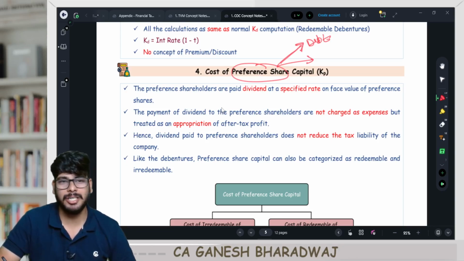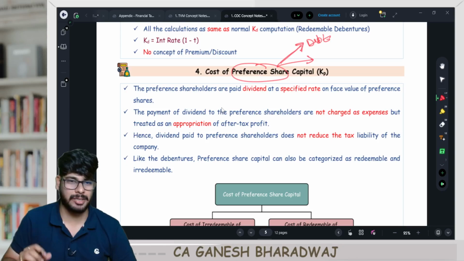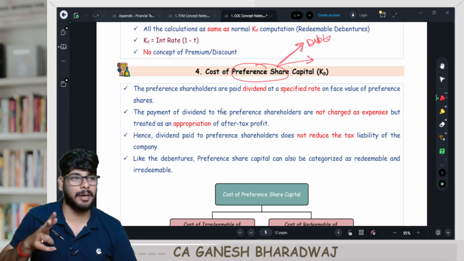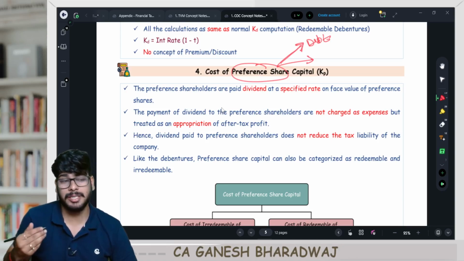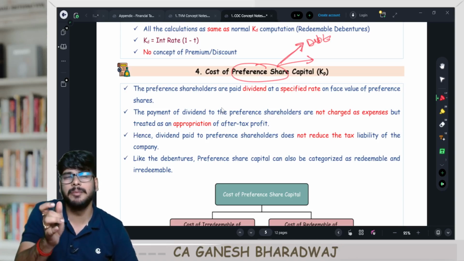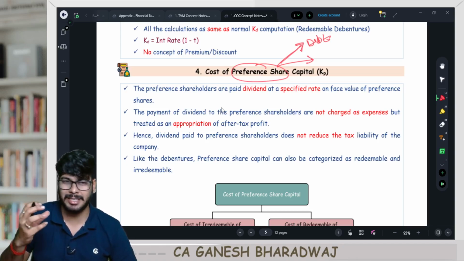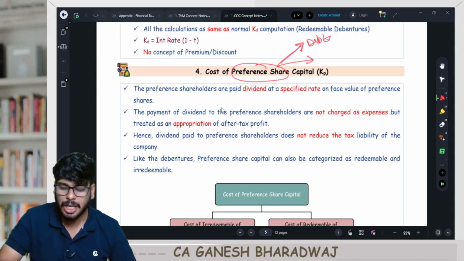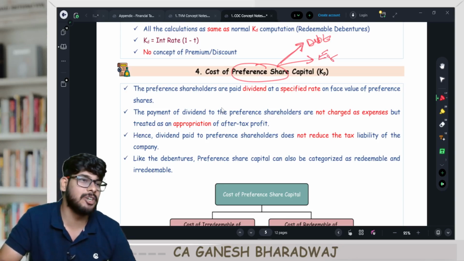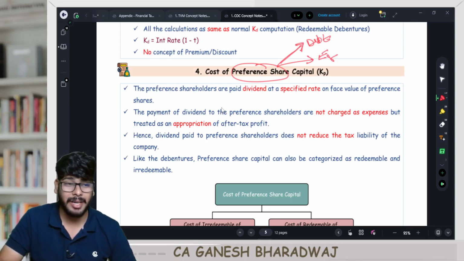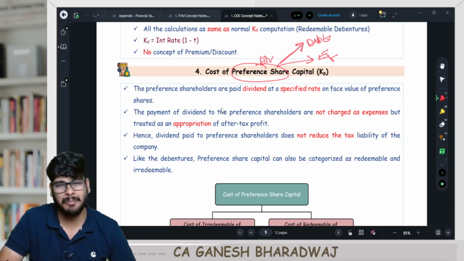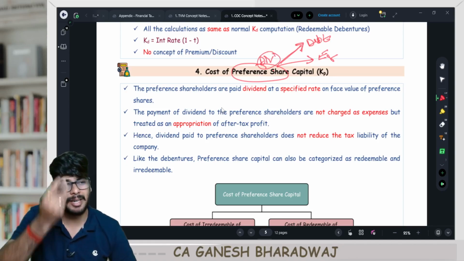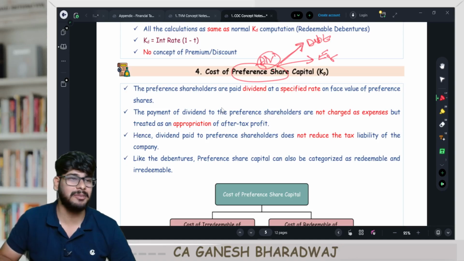But it is not just that. It has some features like participating preference shares. Suppose in certain case, preference shares can also come with some limited voting rights or something like that. There are some features bundled along with it. To that extent, it is similar to equity. That is the reason why the amount that is getting paid to the preference shareholders is called dividend and not interest. And on top of it, this amount is also not tax deductible.